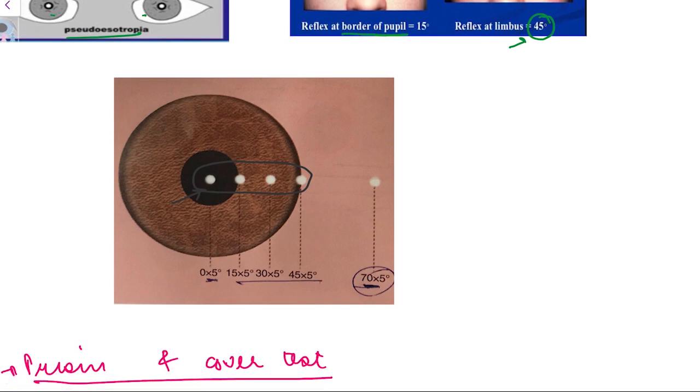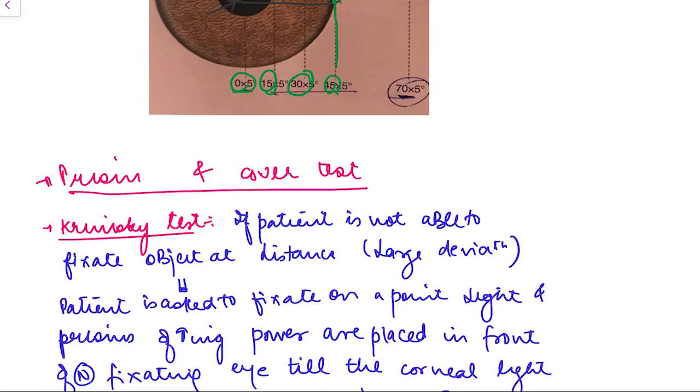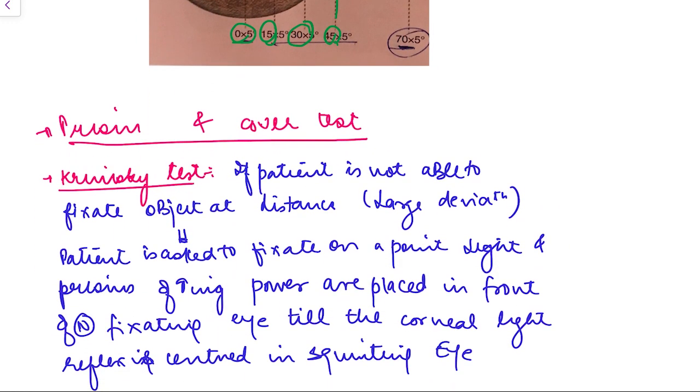So now these are the various locations of the reflex on the cornea. For example, if the reflex is in the center, then there is no deviation, 0. If it is at the pupillary border, then it is 15-degree deviation, and if it is at the limbus, then it is 45-degree, and if it is between the limbus and the pupillary border, then it is 30-degree. So here we can roughly estimate the amount of deviation present. Fine. Now the prism and the prism cover test I have already told you.